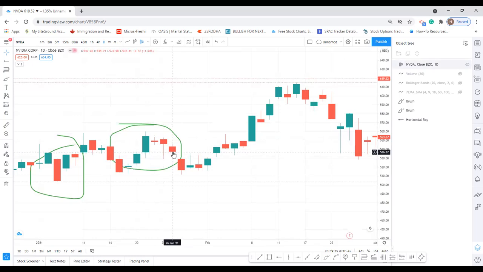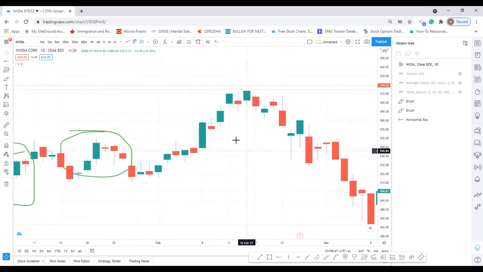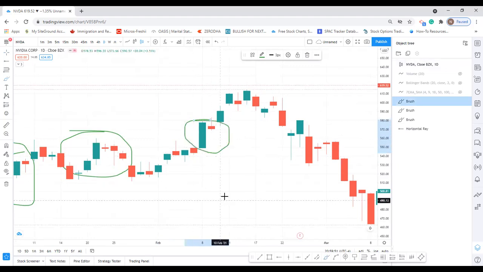Right, you can enter here or here, and the price went from 536 to 509. This is very good when you are doing swing trading. And somebody will argue that this is also a bearish harami, but it's failed.